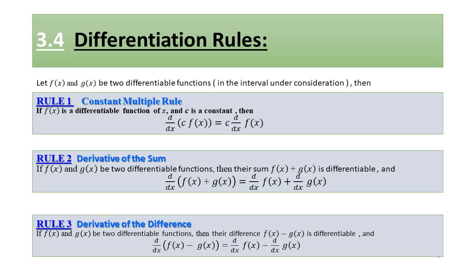Rule number 2, derivative of the sum. If f(x) and g(x) are two differentiable functions, then their sum f(x) plus g(x) is differentiable, and d by dx of f(x) plus g(x) = d by dx of f(x) plus d by dx of g(x). Rule number 3, derivative of the difference. If f(x) and g(x) are two differentiable functions, then their difference f(x) minus g(x) is differentiable, and d by dx of f(x) minus g(x) = d by dx of f(x) minus d by dx of g(x).